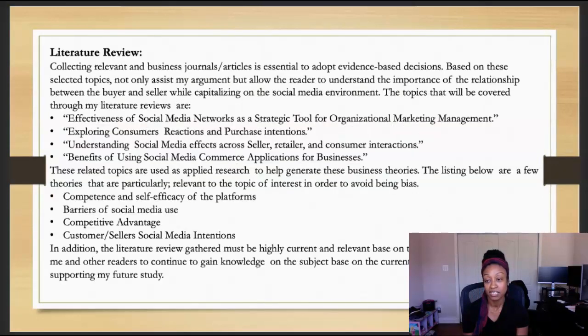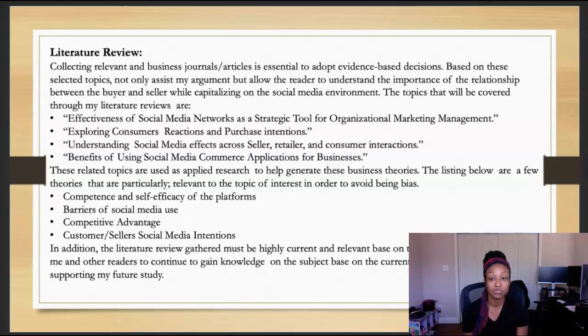The next slide is the literature review that I will generally be collecting through my studies. Based on these selected topics, not only does this assist my argument, but it allows the reader to understand the importance of the relationship between the buyer and the seller while capitalizing on the social media events. Some of the topics listed below are exploring consumers' reaction and purchase intentions, and understanding social media effects across the seller, retailer, and consumer interaction.